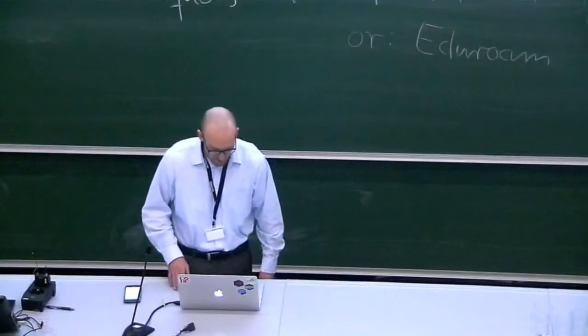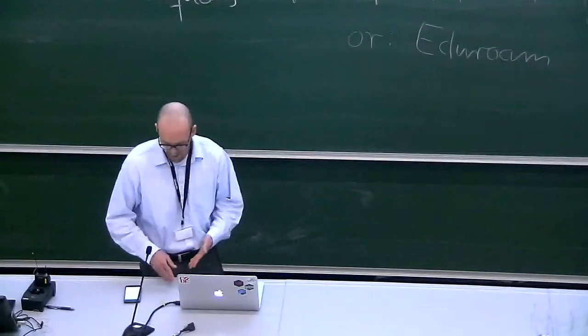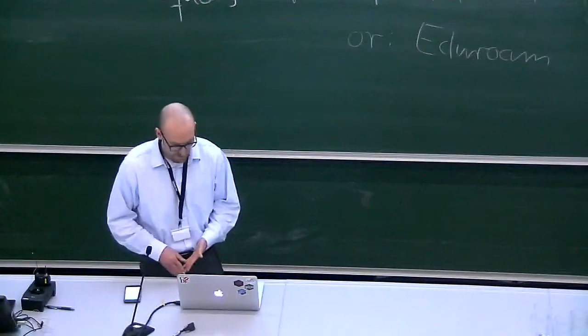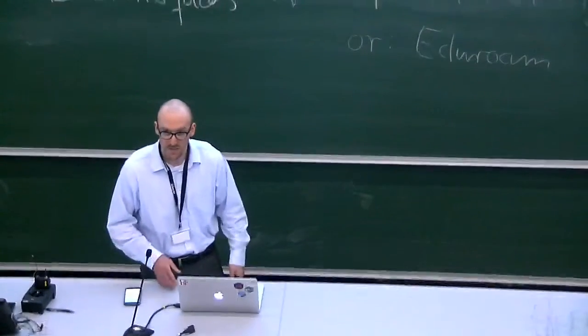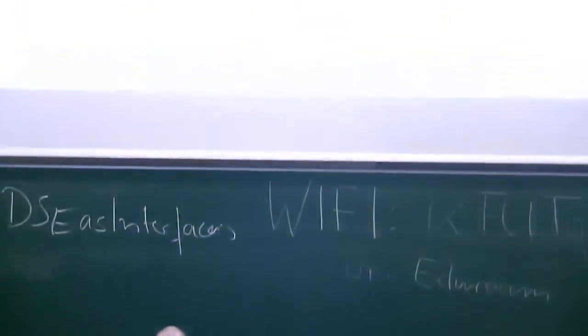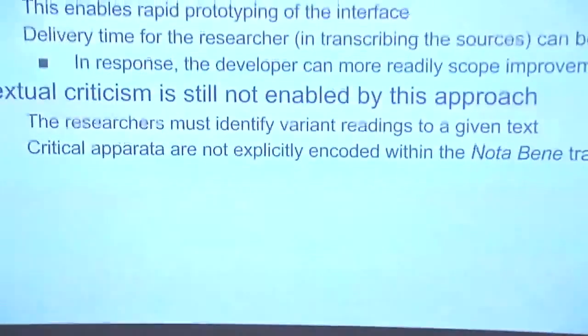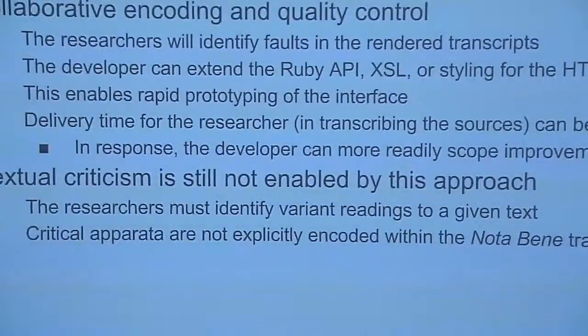But as I previously stated, actual textual criticism isn't going to be enabled by this approach alone. The researchers still need to identify variant readings within a given text, and further, critical apparata are not explicitly encoded within the Nota Bene transcripts. That's a major limitation that we simply can't overcome through any automated process.